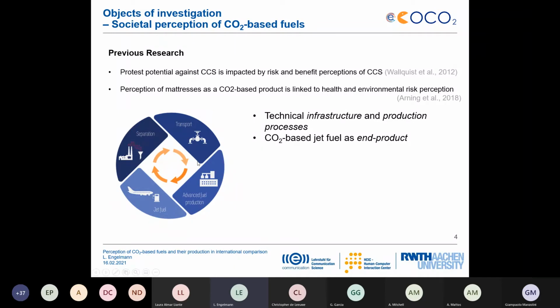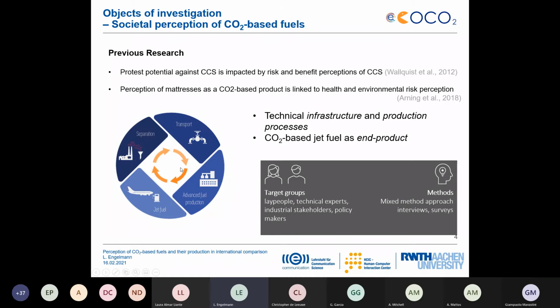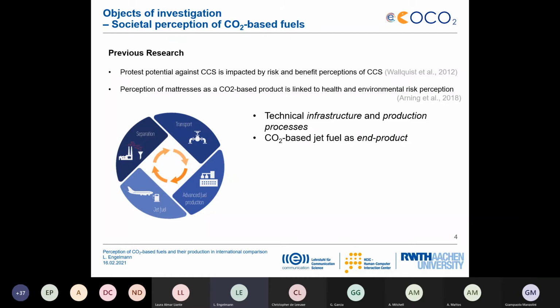Since CO2 from industrial facilities needs to be captured, in some cases a stream purification is necessary, and since it has to be transported, infrastructure is one aspect that can be evaluated, as well as the production process or steps that can take place.